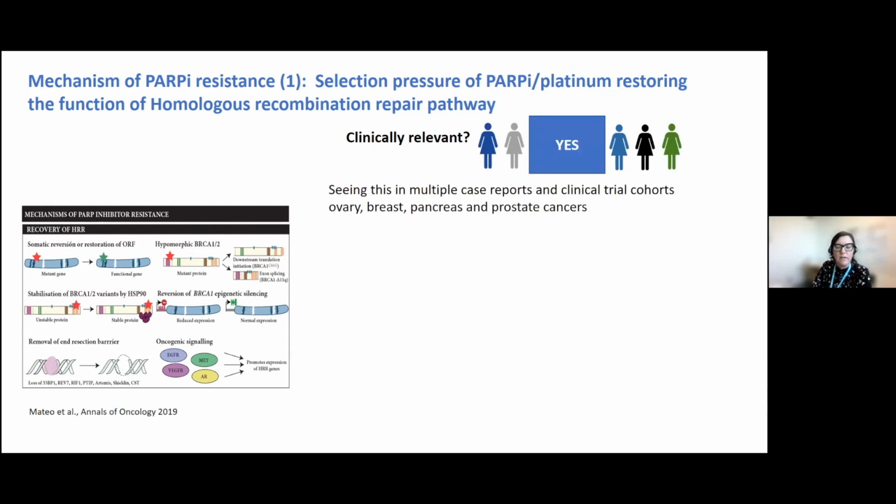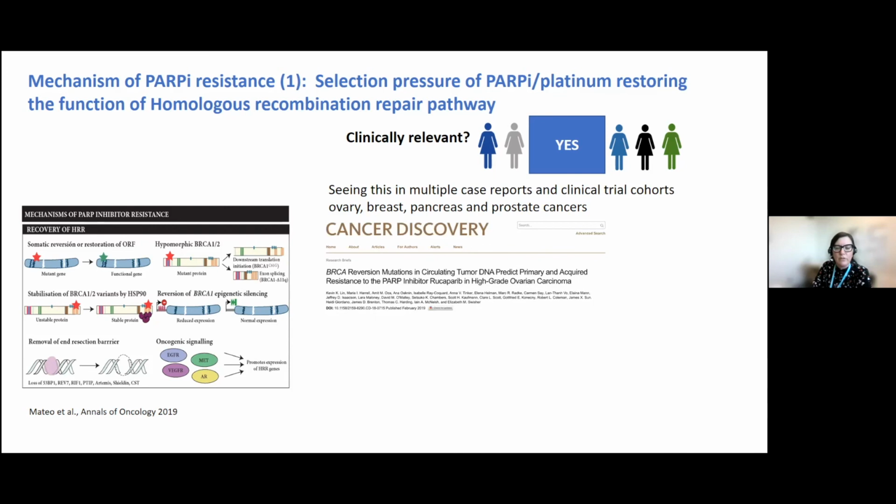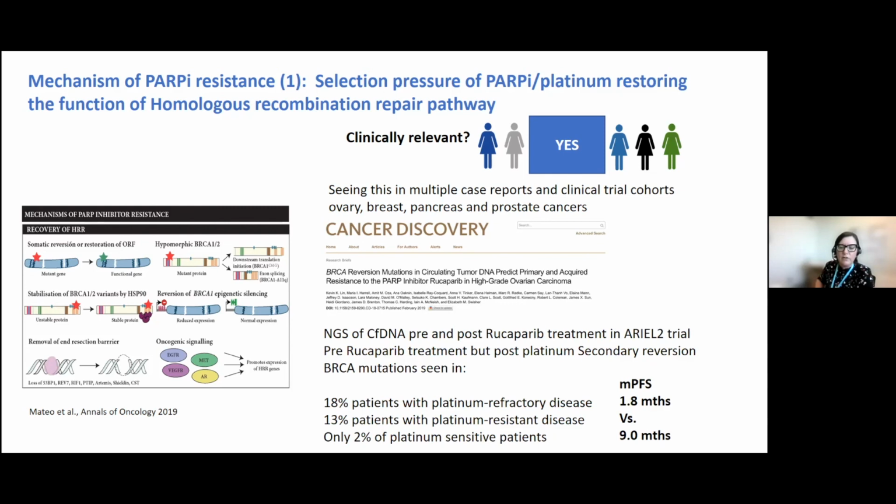So this is the data I'm going to show you from the ARIEL2 study, which was rucaparib in women with high-grade serous ovarian cancer. But this is also reported in other cancer types, such as breast, prostate, and pancreas. So in ARIEL2, they looked at patients who were all post-platinum, and this is even before treatment with the PARP inhibitor. And in patients who had secondary reversions, 18% of those were patients with platinum-refractory disease, and they had a poor median progression-free survival. And it was also seen in patients with platinum-resistant disease, again associated with a shorter median progression-free survival.